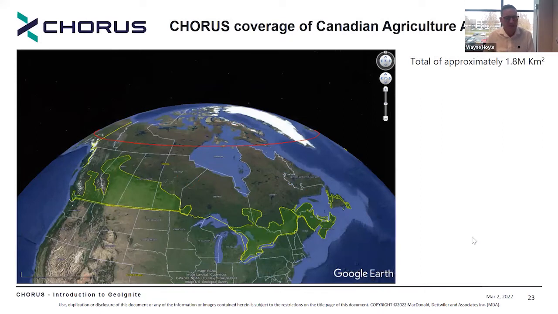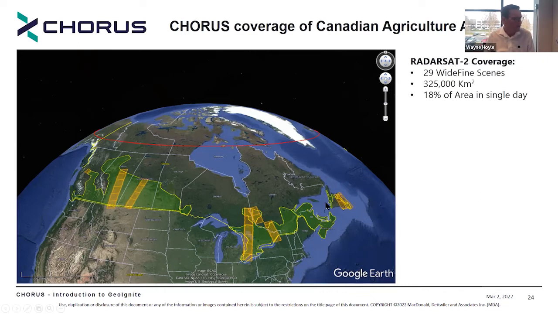Interesting again with Catherine's presentation earlier, I grabbed one of the numbers from there: $61 billion worth of exports comes from the green area that we're showing here, the agriculture area. And SAR data is used to help monitor that. We tried to capture that in a polygon here. The area is 1.8 million square kilometers in the green.